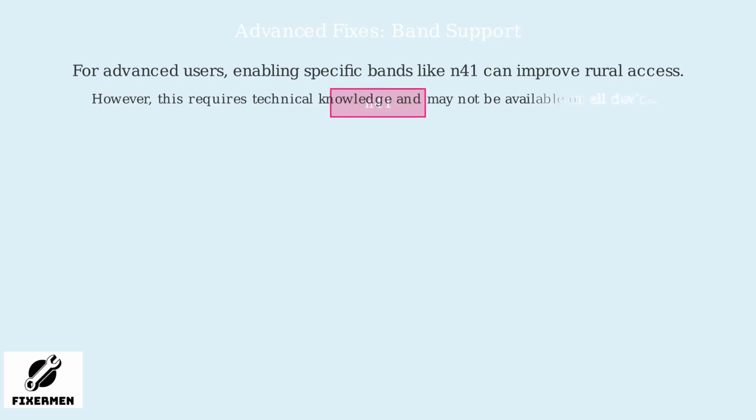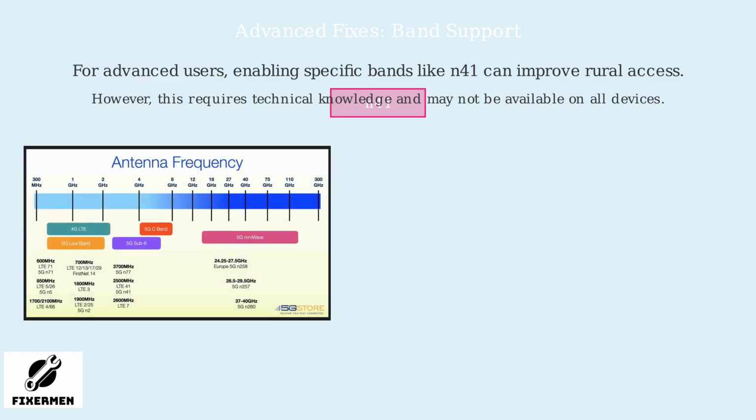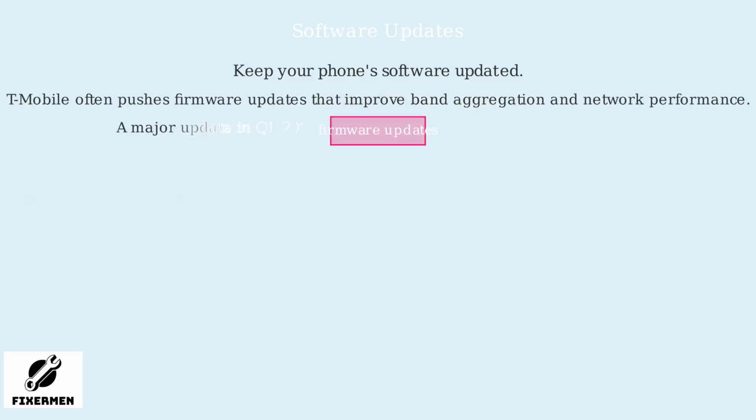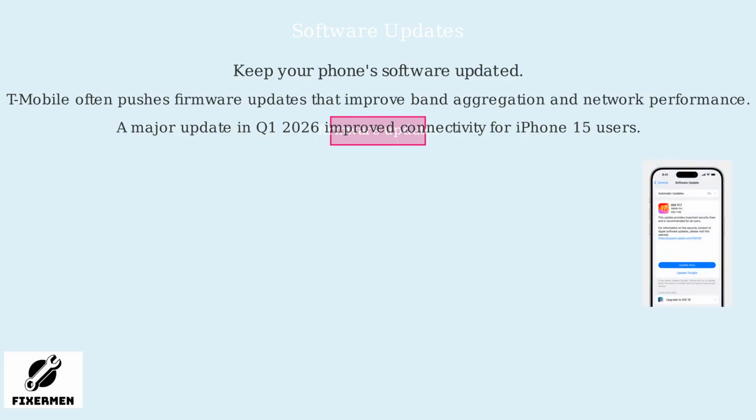For advanced users, enabling specific bands like N41 can improve rural access. However, this requires technical knowledge and may not be available on all devices. Keep your phone's software updated. T-Mobile often pushes firmware updates that improve band aggregation and network performance. A major update in Q1 2026 improved connectivity for iPhone 15 users.